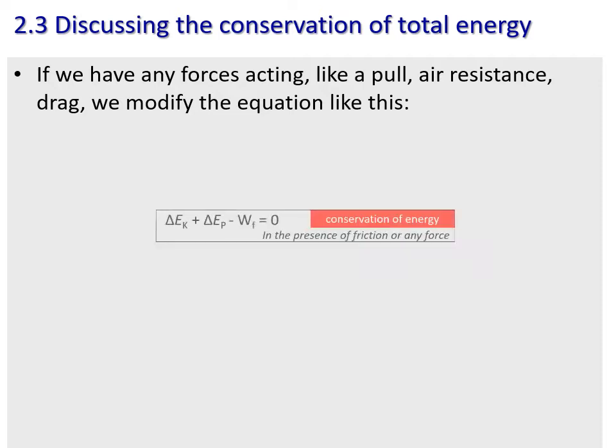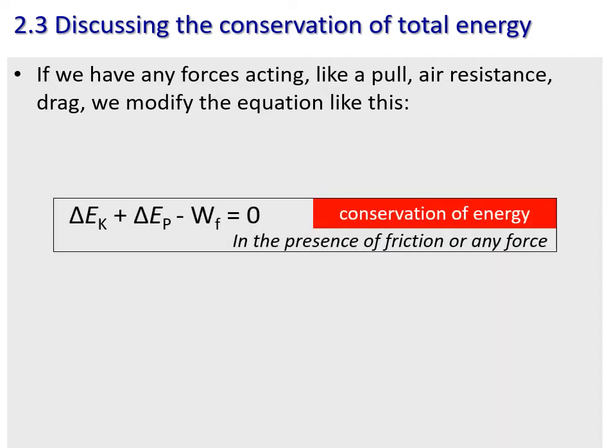In this case, we modify the equation. We still have our change in mechanical energy, delta E sub K plus delta E sub P, but you will always subtract the work done by external forces. Exclude the spring force because that work gets taken care of in the change of elastic potential energy of a spring. But you will always have a positive change in E sub K plus a positive change in E sub P minus the work done by any external force, and you set that equal to 0.